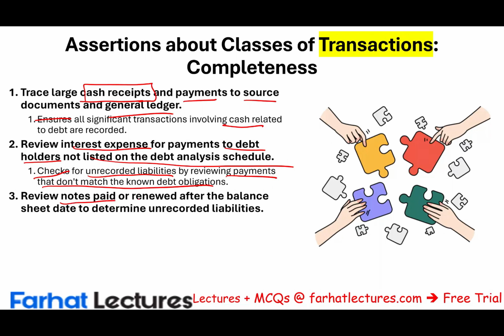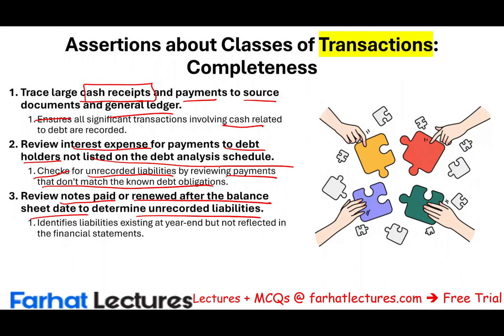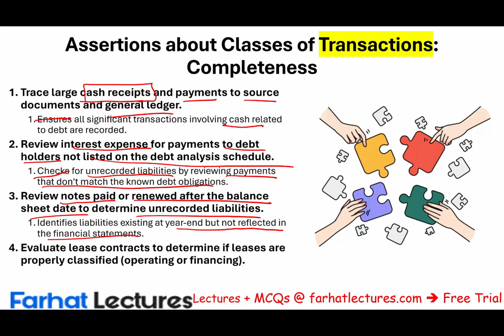Review notes paid or renewed after the balance sheet date to determine unrecorded liabilities. Look for large payments that were made after the balance sheet date and see if that liability existed or if you refinanced that debt. Identify liabilities existing at year end, not reflected in the financial statements. If you paid that debt, well, that debt should have existed as of the balance sheet date. How come I don't see it?